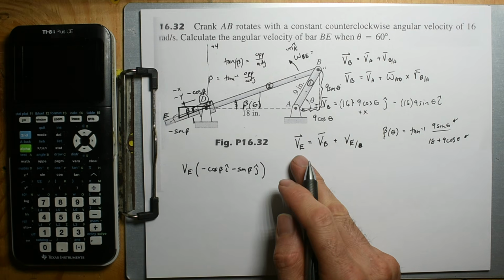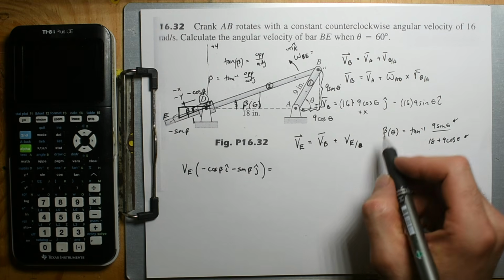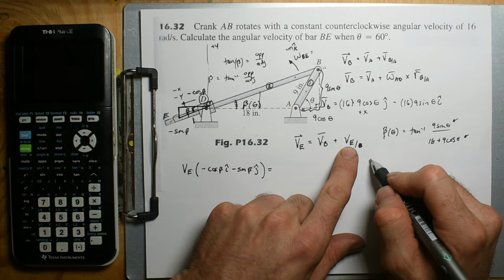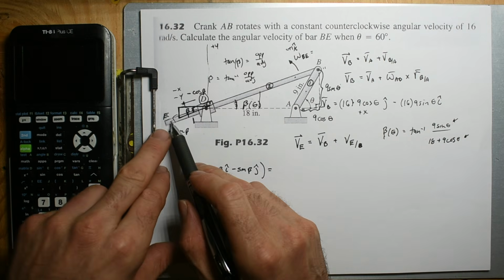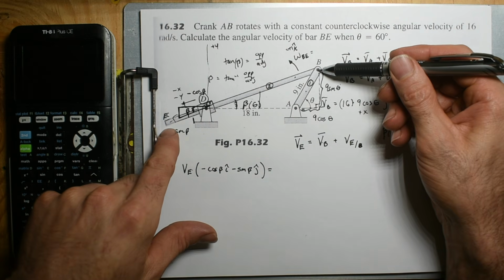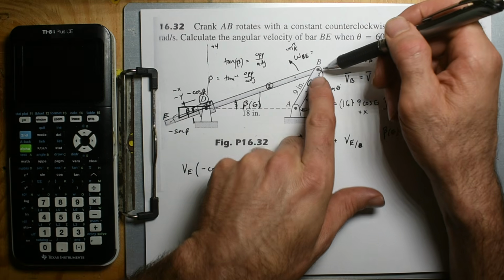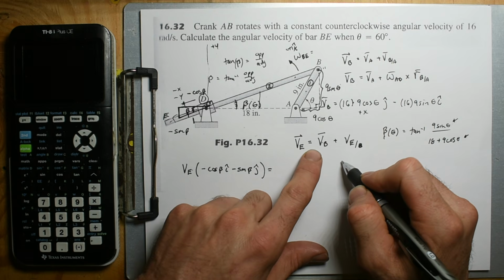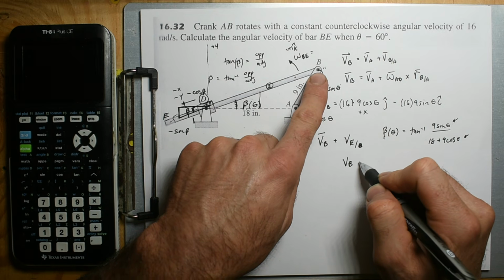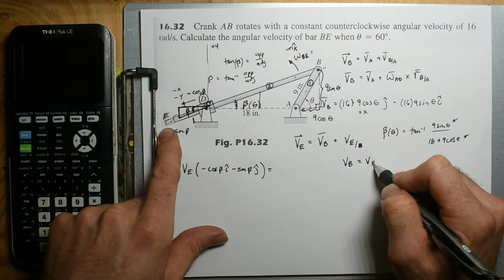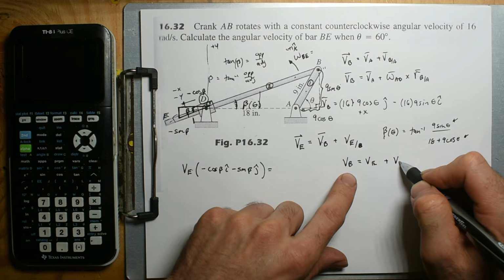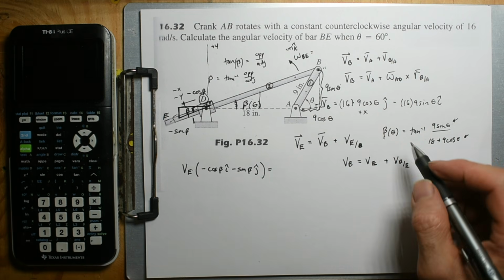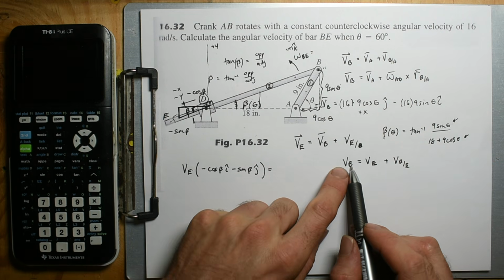Okay, so that's the velocity at E. I know the velocity at B. I'm going to write that in later. But this part, this velocity of E as seen from B. And it probably would have been better if I said velocity of B as seen from E. You could rearrange this equation and say, what's velocity of B? Velocity of B is velocity of E plus velocity of B as seen from E. You know what I mean? And I don't know, is there a way to not mess that up?